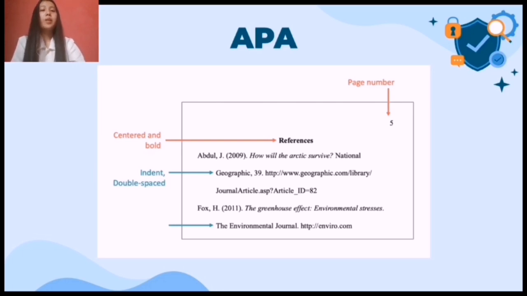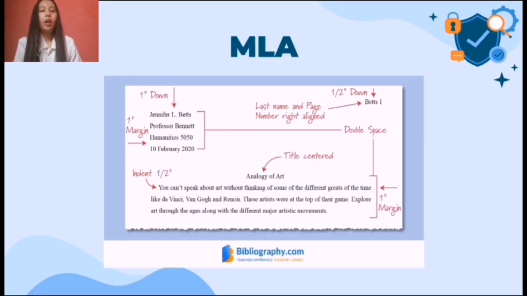Next is the MLA example format. In upper left, doon nakalagay yung author's name and the year of publication. And the margin is 1. And in upper right naman is the last name of the author and the page number. And it should be in double space. And the title should be centered. And the indent is 1/2.